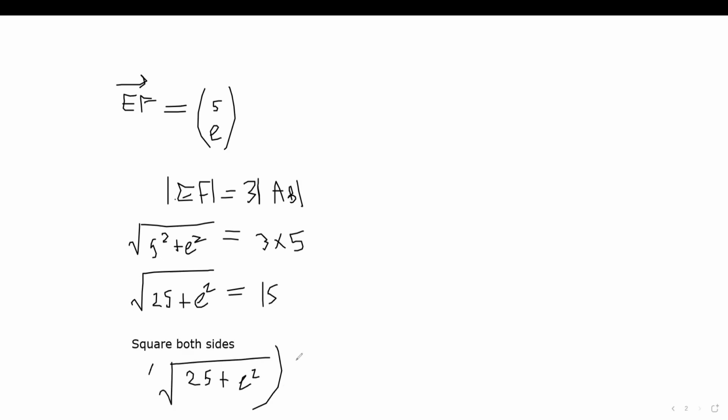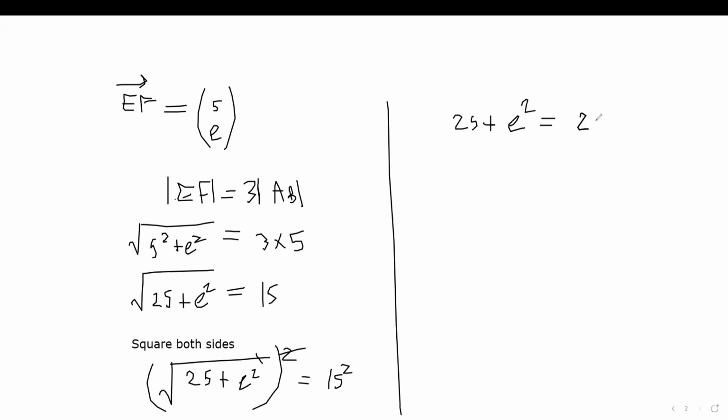We'll square it, and that's going to be equal to 15 squared. By squaring both sides, the square cancels the square root, so you're left with 25 plus E squared is equal to 15 squared, which is 225. Then you can subtract 25 from both sides to get E squared is equal to 225 minus 25, which is 200.